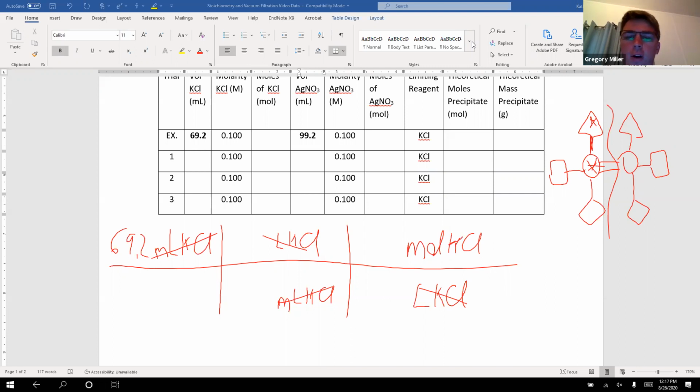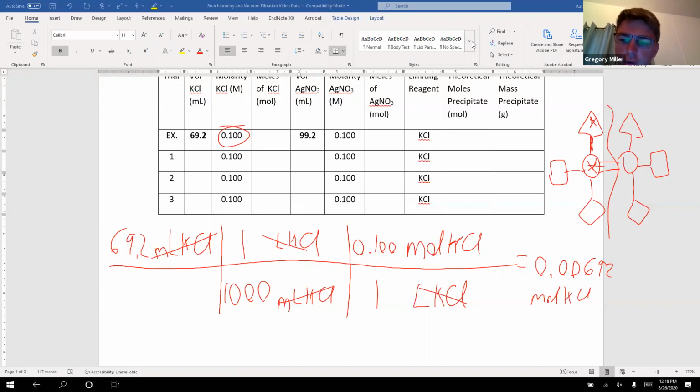So we've gotten all of our conversion factors that we need. Milliliters and liters, that's just a metric conversion. Hopefully you guys have that by now. Anytime we see moles and liters, that's a molarity. Well, we were given our molarity, and that number will always go with the mole part of that conversion factor. The liter will get a 1. So we do this math, and we get 0.00692 moles of KCl.